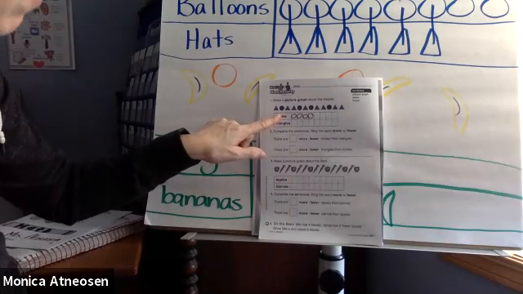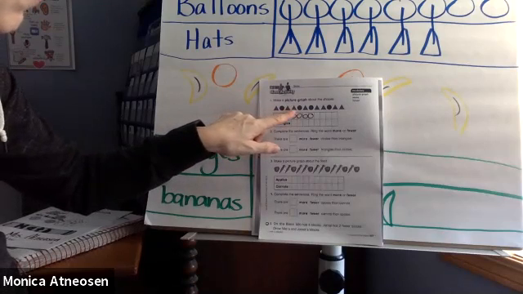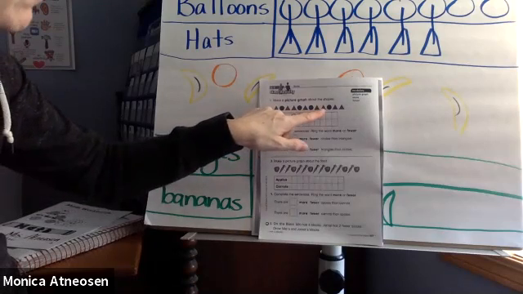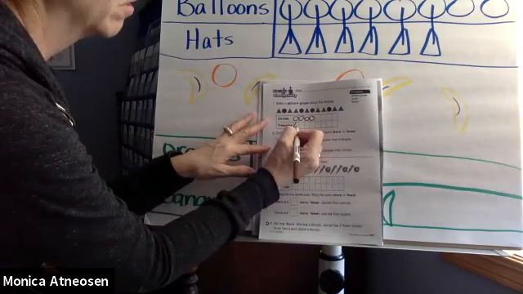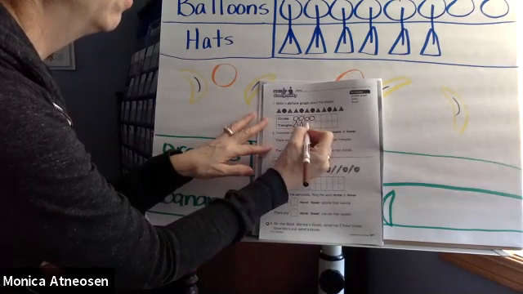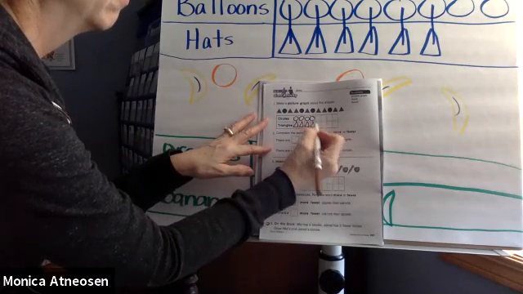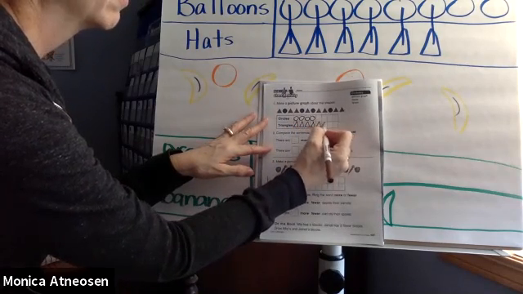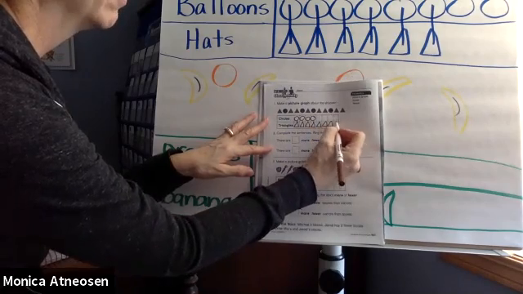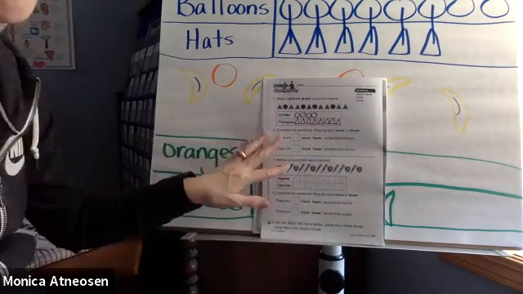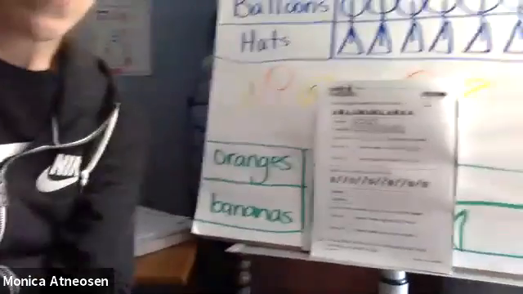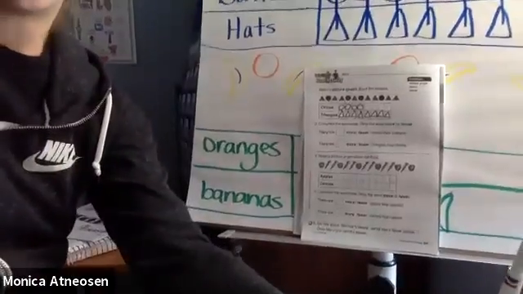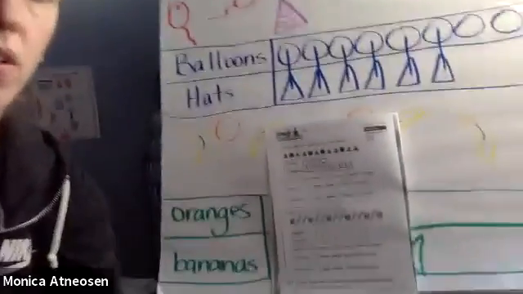Triangles, we need to count. 1, 2, 3, 4, 5, 6, 7, 8. So we need to fill in 8 triangles. 1, 2, 3, 4, 5, 6, 7, 8. That goes all the way to the end. Okay. I'm going to get you guys a little bit closer here so you can see this.